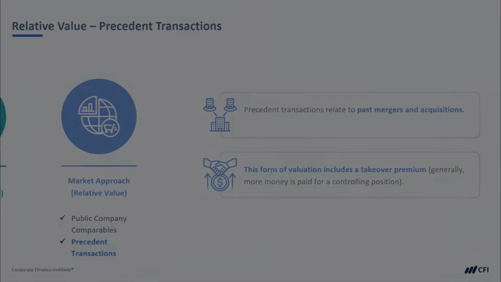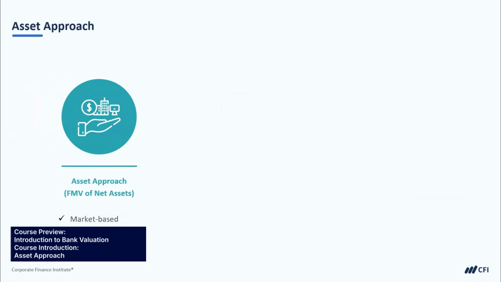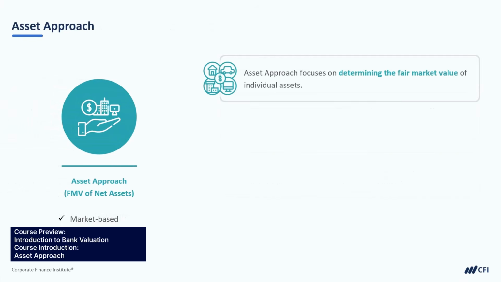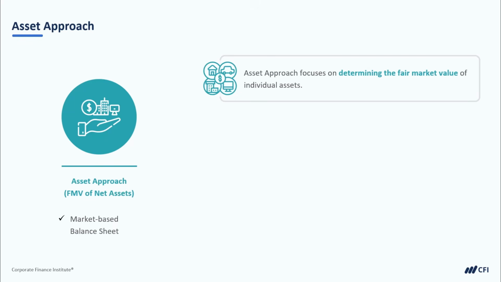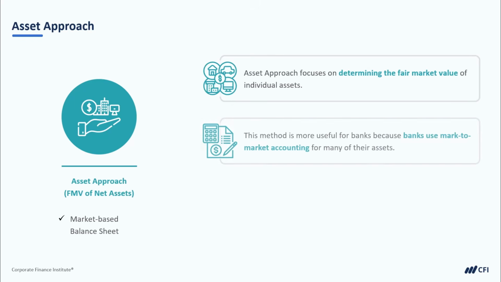Finally, we have the asset approach, which focuses on determining the fair market value of individual assets. While this methodology isn't very relevant for regular companies, it is more useful for banks. And the reason is that regular companies record most of their assets at historical cost, while banks use mark-to-market accounting for many of their assets and liabilities. Therefore, the balance sheet of a bank is closer to true market value than a regular company.